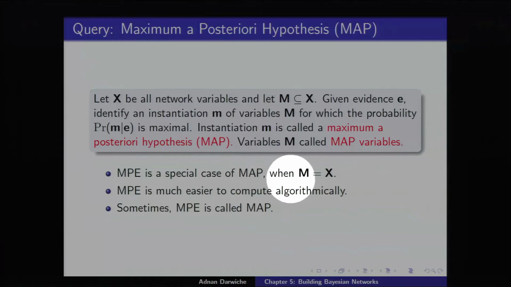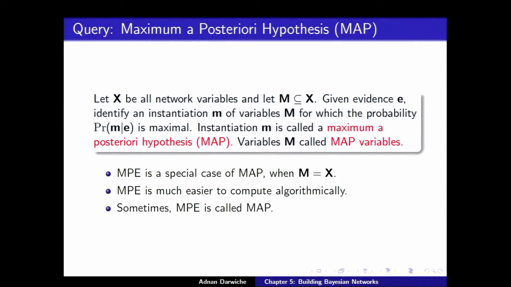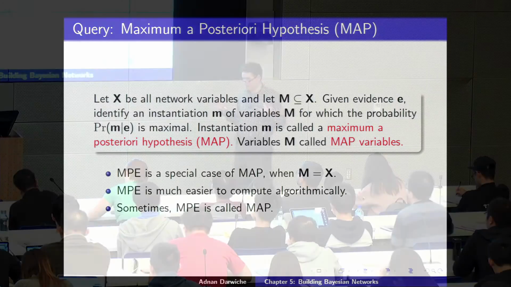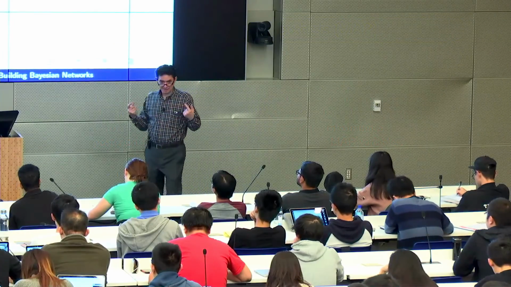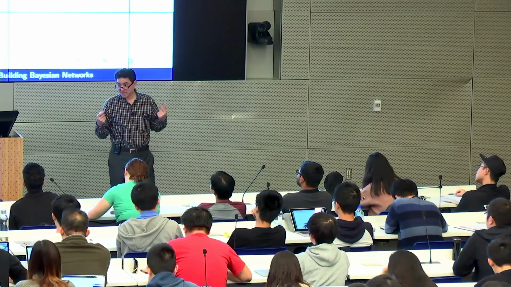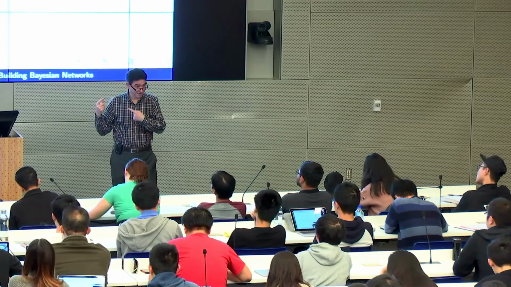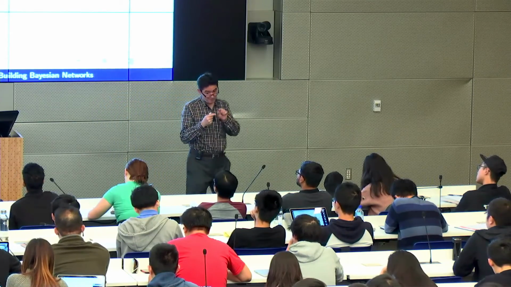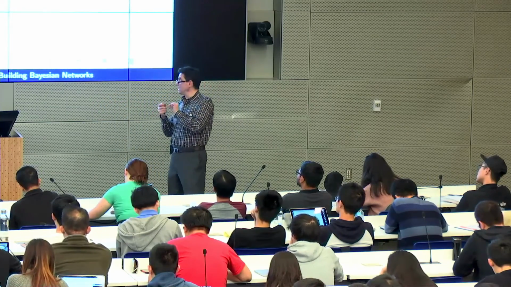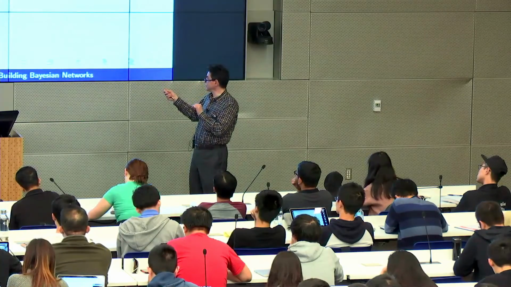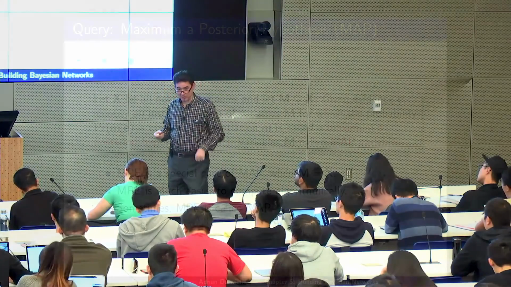Now, obviously, MPE is a special case. If I take M to be all variables, what do I get? MPE. Then you may ask, so why do I have two of them, and why am I giving them different names? Why don't I just talk about this one? Anybody want to guess? Complexity. There's a big difference between the complexity of this or that. If you restrict M to be X, and therefore you're doing MPE, that's a much simpler problem.